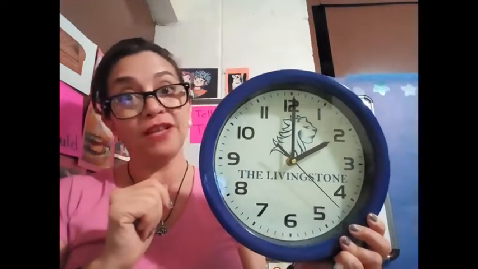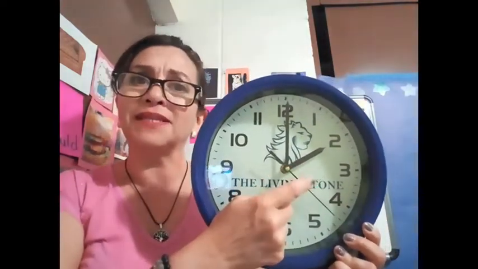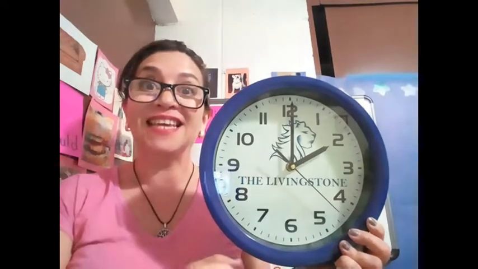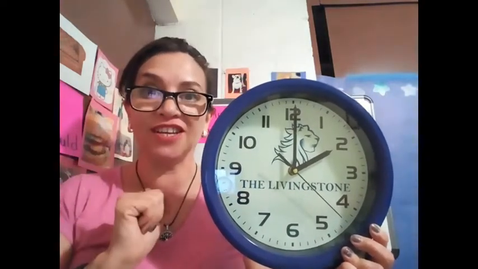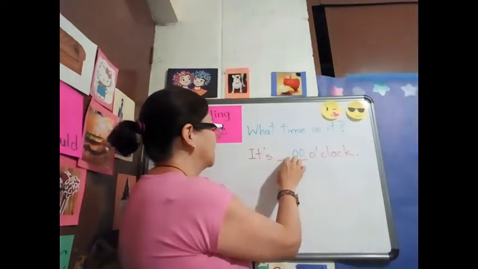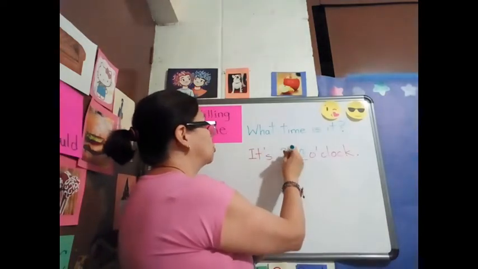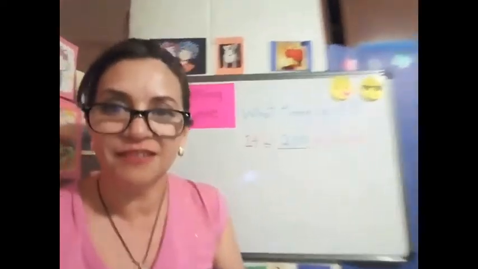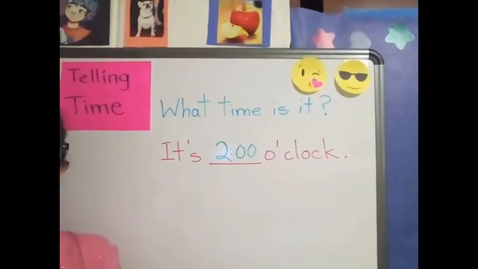Now, can you tell me the time, kids? What time is it? Very good. It's 2 o'clock. Let me write it on the board. It is 2 o'clock. Now it's 2 o'clock. Can you see? It's 2 o'clock.